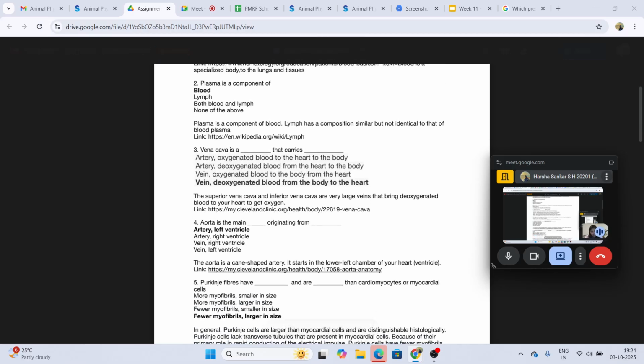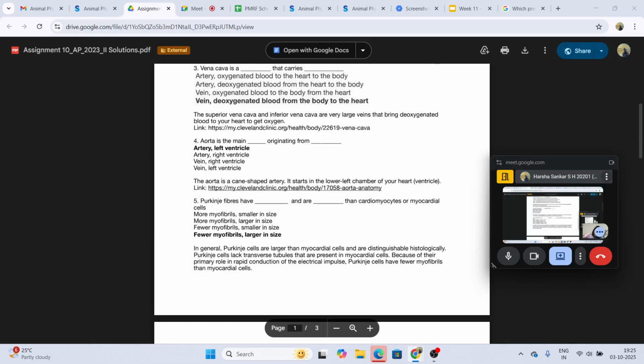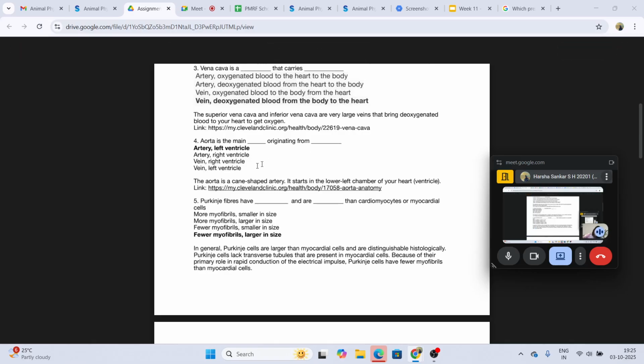Next question. Vena cava is a dash that carries dash. The name itself has the answer. Vein which carries deoxygenated blood from the body to the heart, which is also correct. Aorta is the main dash originating from dash. So aorta is the main artery originating from what, do you remember? Right atrium, right ventricle, left atrium, left ventricle. So aorta originates from the left ventricle.